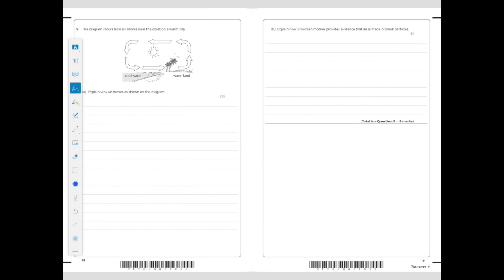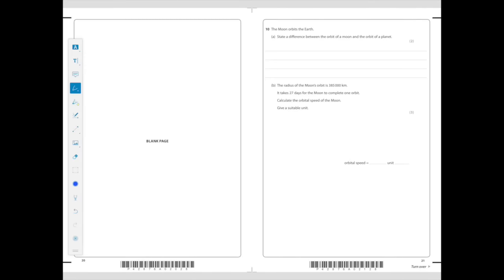Explain how Brownian motion provides evidence that air is made of small particles. So remember Brownian motion, our example here are pollen grains in water or smoke particles, and remember that these large particles move with random motion and they collide with smaller invisible particles, and that's the particles which we find in air.